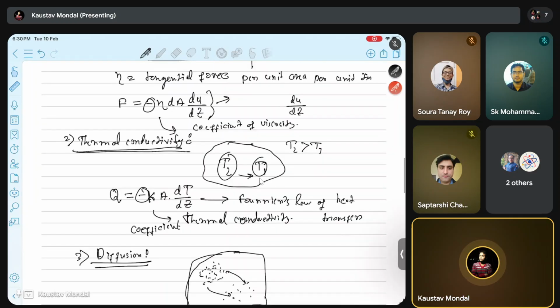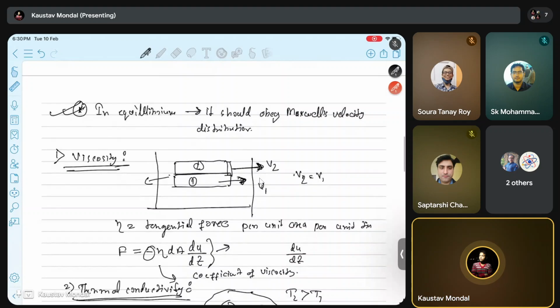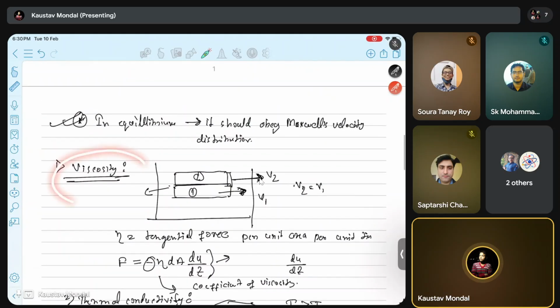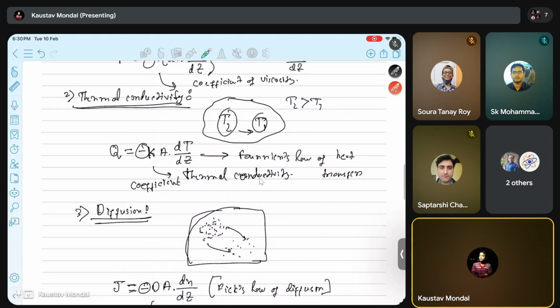So these are basically the main three things. The main point from here is that if you perturb the system from equilibrium, let's suppose from mechanical equilibrium, then in order to attain that mechanical equilibrium, the system will show this viscosity behavior. Similarly, if there is some temperature gradient in the system, then in order to attain thermal equilibrium, the system shows this thermal conductivity.